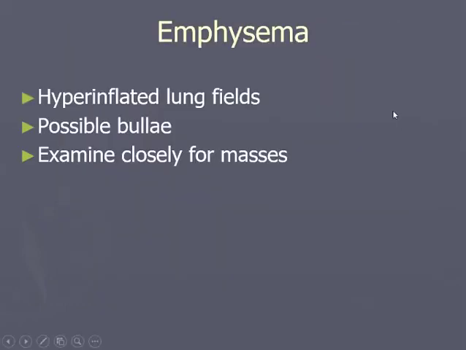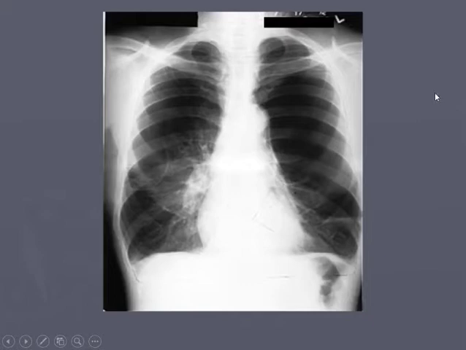As I mentioned before, emphysema, you'll typically get the hyperinflated lung fields. You may see bullae, just these big empty areas in the chest. And again, when you see emphysema, you want to examine very closely for any kind of mass. So right there is a bullae. And then up here you can see all these dark areas. See how dark these are in comparison to this.